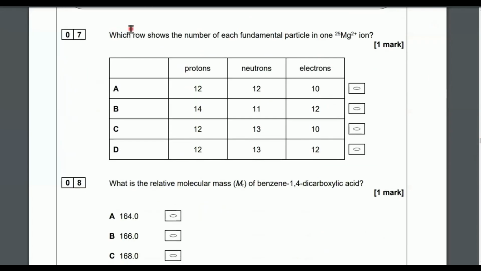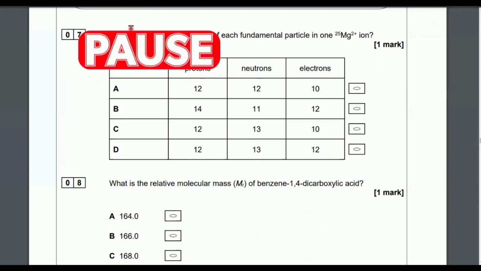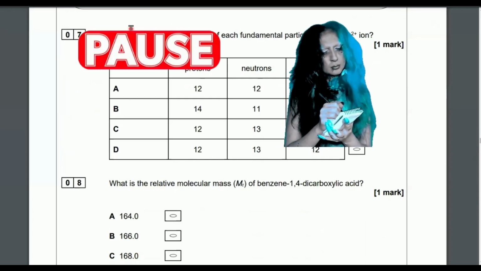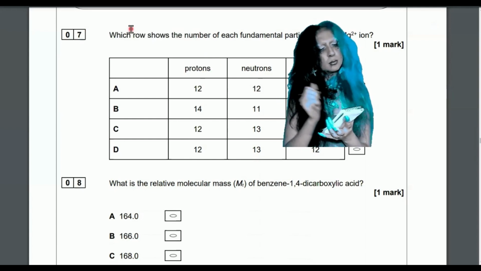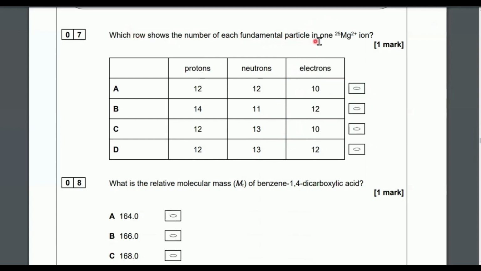Question 7. Once again, I'll pause the video, grab a scrap bit of paper, write down the answer, and then check it off by unpausing the video and watching the explanation. Which row shows the number of each fundamental particle in 25Mg2+? So what does that 25 mean? That means it has a mass of 25.